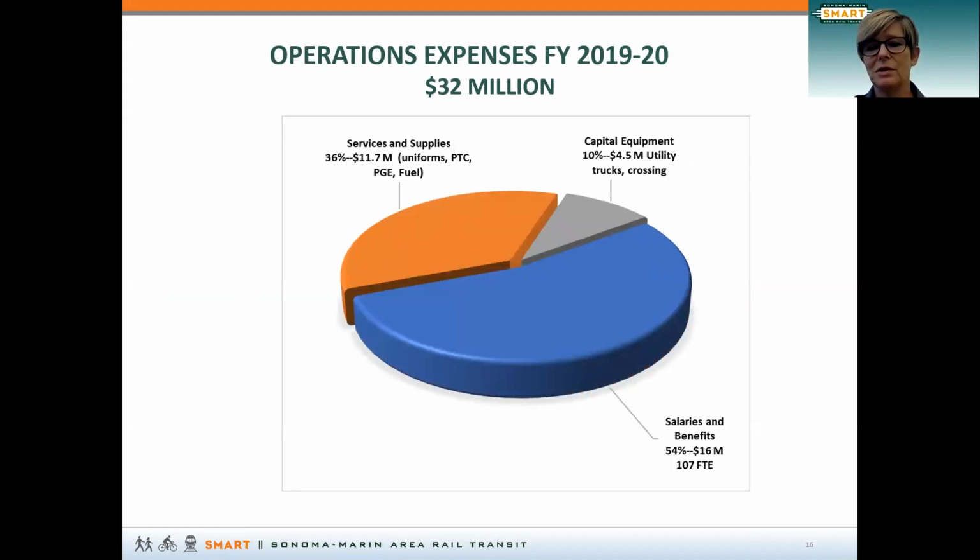Operations expenses, you can see over 50% of it is our people. 107 people operating trains, maintaining the system, dispatching trains, taking care of our passengers, and a large number of them. If we run one train, we need a bunch of people just to run one train because of the requirements to keep the system up and running. We do purchase some capital equipment every year, and then we have services and supplies of 36%. And a lot of that are big fixed costs such as PG&E, uniforms, our positive train control, our fuel, all of the services that keep the train running.